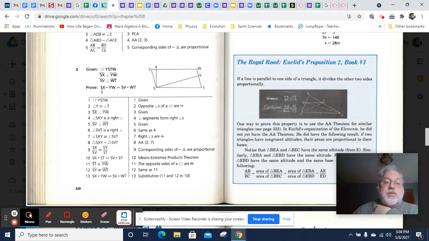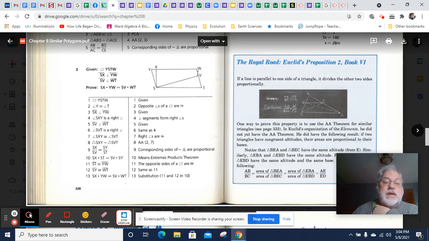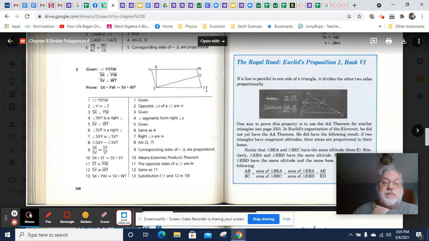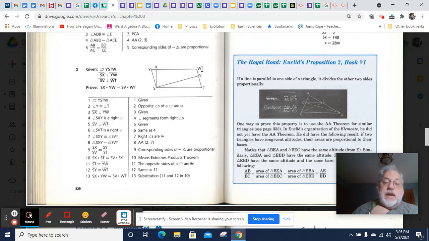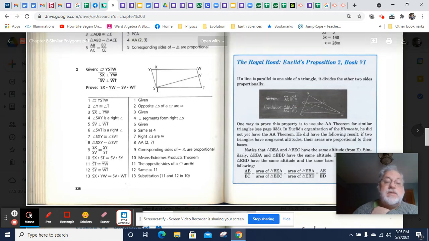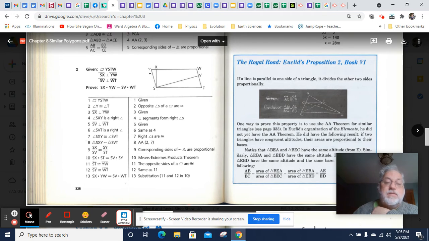We're also told that SV is perpendicular to WT, so that sets up another right angle. And we're asked to prove that SX times YW equals SV times WT. All right, so that's a little weird. What do WT and YW have to do with anything? Well, you might remind yourself this is a parallelogram, so YW is the same as ST, which is part of this triangle. And WT is congruent to YS, which is part of this triangle, SXY.